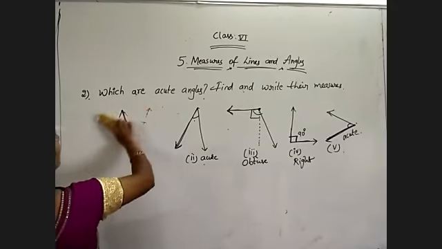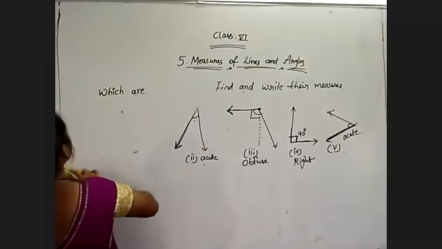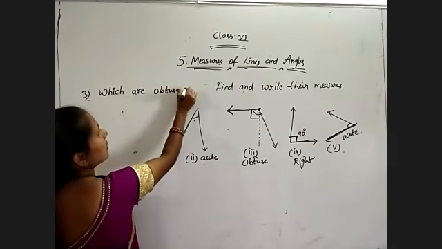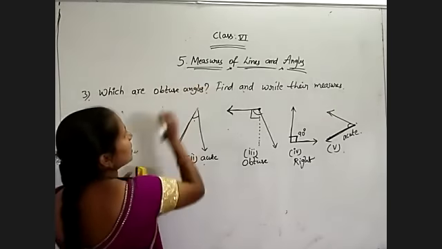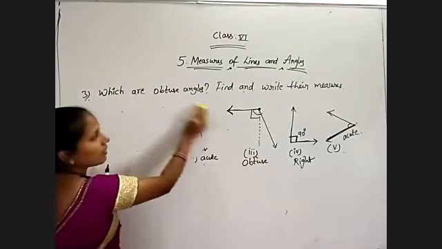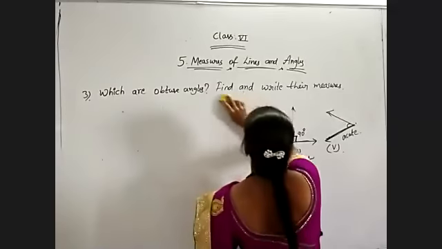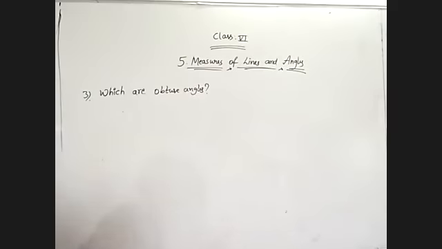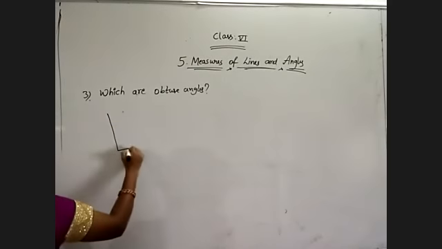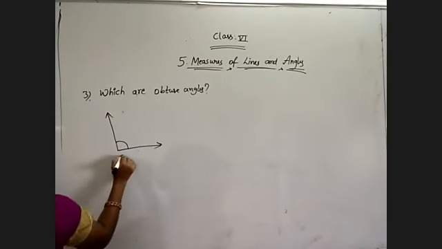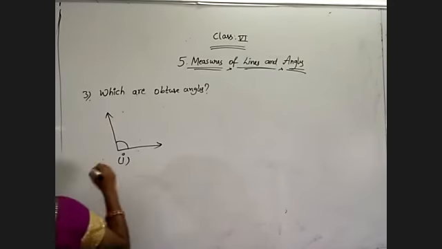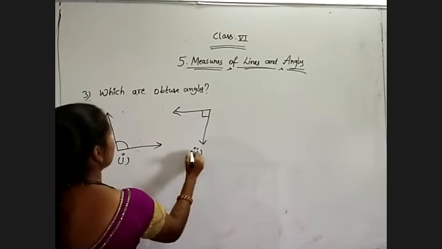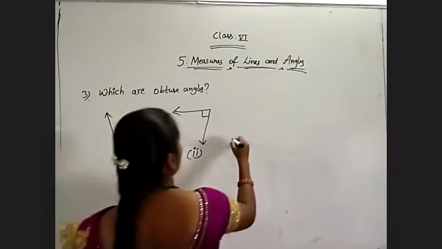Now one more question is given: which are obtuse angles. So here they did not ask to measure the angles. For measurements, we compulsorily need to have a protractor. And my first picture is given like this. Secondly, and third question.